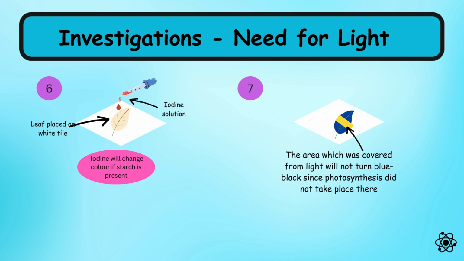The area of the leaf that was exposed to sunlight will turn blue-black, while the area that was covered with aluminium foil will not turn blue-black, as it did not receive any sunlight and could not photosynthesize. Therefore, starch is not present in that area. This proves that light is necessary for photosynthesis and the production of starch.